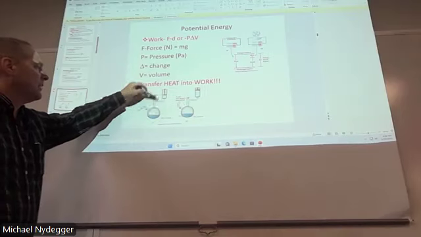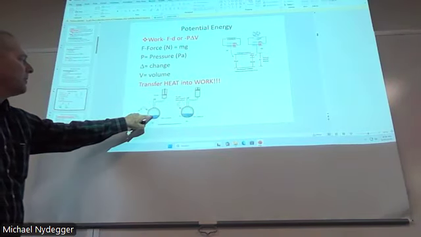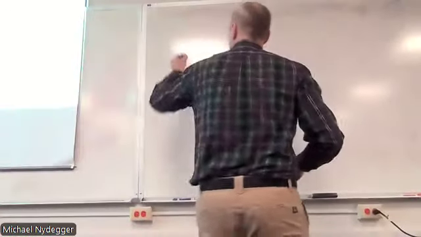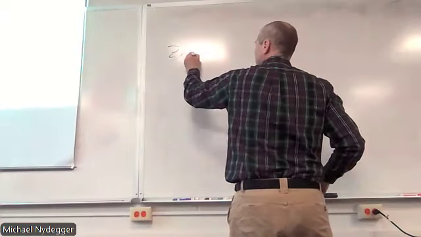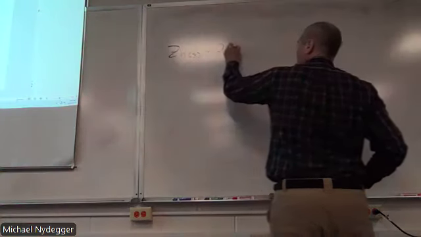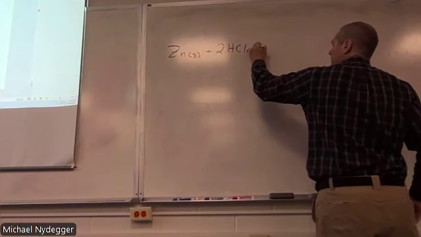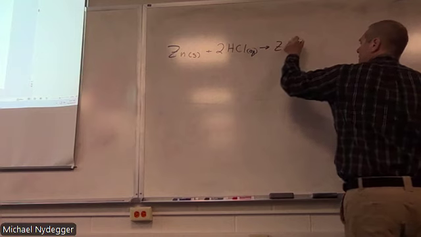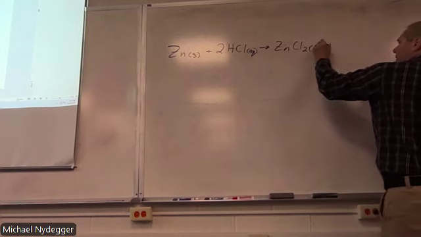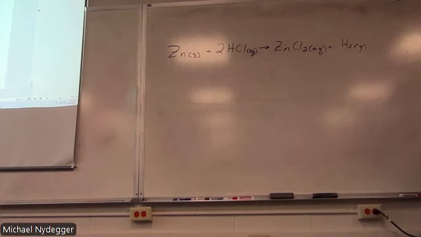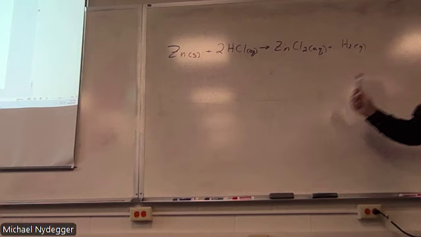So down here, there's kind of an interesting picture. What we have here is zinc reacting with hydrochloric acid. So if zinc reacts with hydrochloric acid, that's the reaction we have. So what kind of reaction is this?